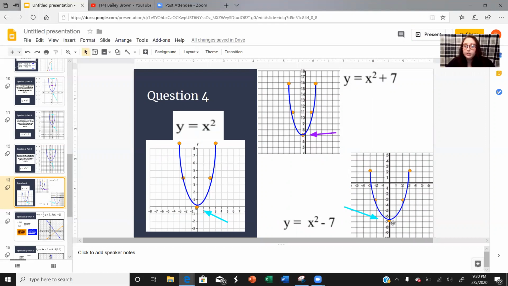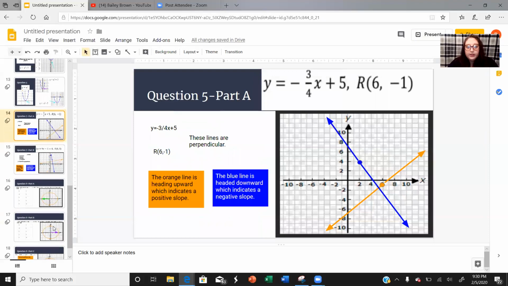It's almost as if you had shifted it all the way up to 7 for the x squared plus 7 and brought it down. Just move the whole thing down to negative 7. It's the same exact thing, you're just moving it up and down. So we'll move on to question 5 now.